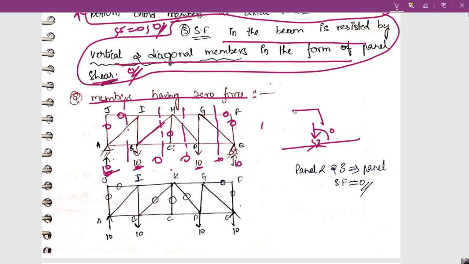Therefore my inclined member will carry 0 force. So how many 0 forces are there? 1, 2, 3, 4, 5, 6, 7. So we are done. You will be getting your 2 marks. So simple, right? Now let us continue with the next problems.